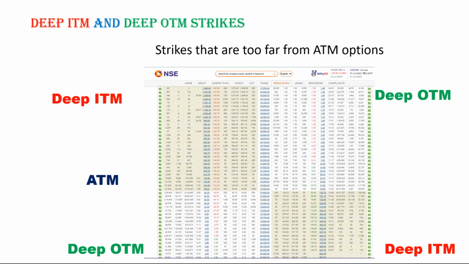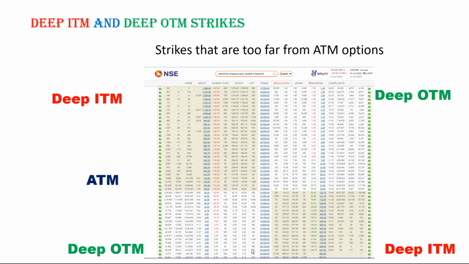What are deep ITM and deep OTM strikes? Strikes that are too far from the ATM options are called deep ITM and deep OTM. So the left side is for the call side and the right side is for the put side. The spot is 19,300. So the deep ITM for the call side is 18,000, 18,350. These are the deep ITM for the call side, and the deep OTM for the put side is the same, that is 18,300 and 350. This is how the deep ITM and deep OTM are calculated. And the ATM is the spot or near or equal to the spot price.